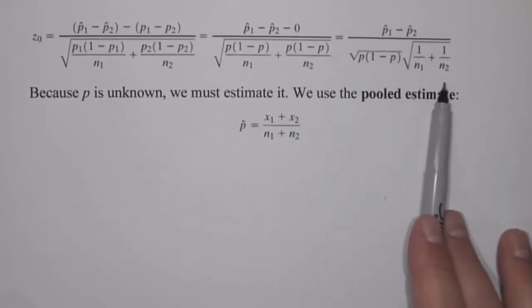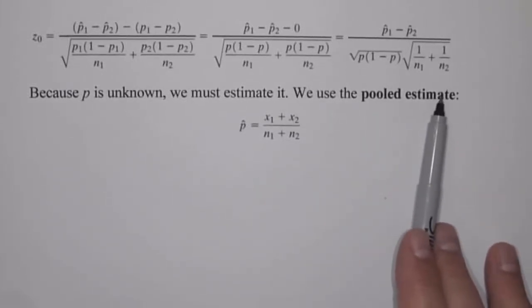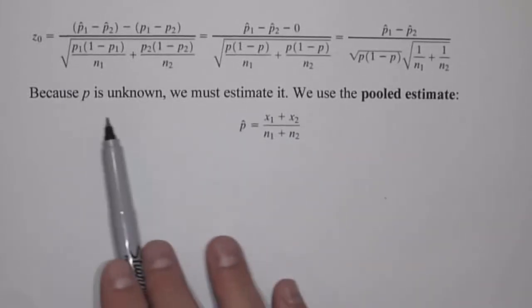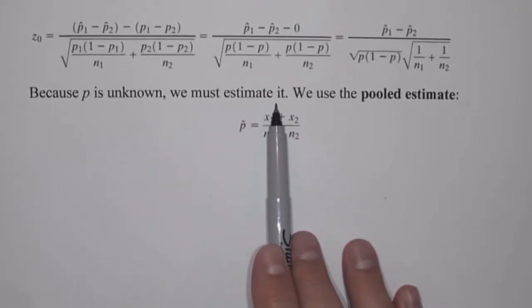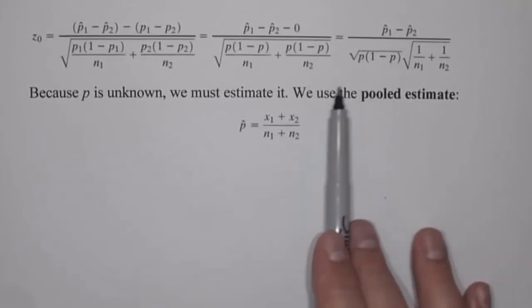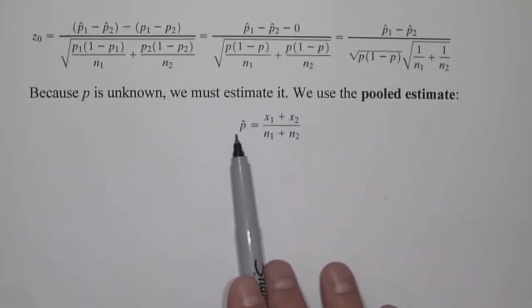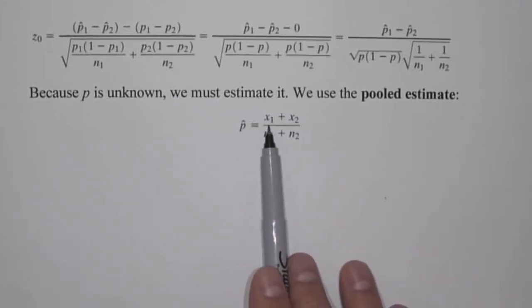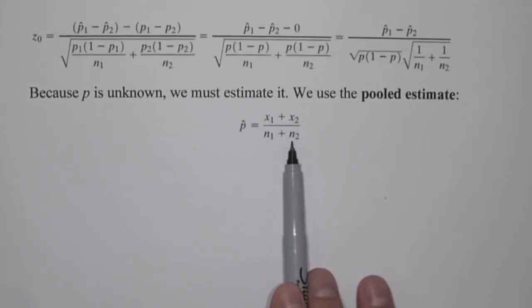Now again, I'm showing you this because this is going to be the test statistic that we're going to see shortly. Because p is unknown, we're going to have to estimate it. Just like we did in the previous chapter, we don't really know what p is, so we're going to use p hat as an estimate. For our estimate for p in this calculation, we're going to use what is called the pooled estimate. The pooled estimate, p hat, is going to equal x1 plus x2 over n1 plus n2.